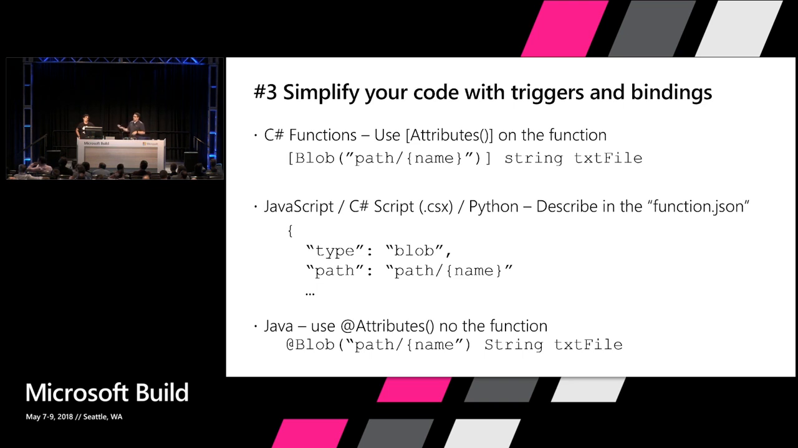Now, if you're using JavaScript or C-sharp script or Python, one of these scripting languages, because there isn't a way for us to use these attributes, we give you this function.json file where you describe the name of the variable and the type of binding that you want. And in Java, we do have at attributes. So similar concept to C-sharp, but in Java, they're at attributes, so you can do the same kind of stuff. There's pretty good documentation on these triggers and bindings, but I want to show you one of those now.